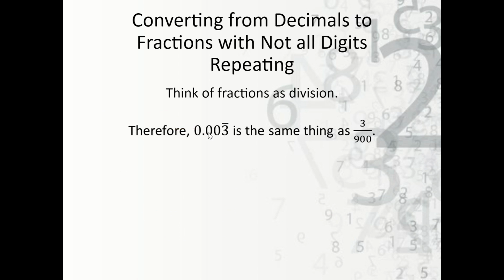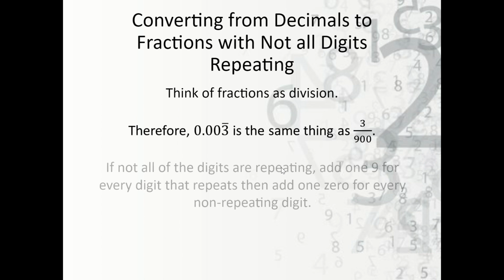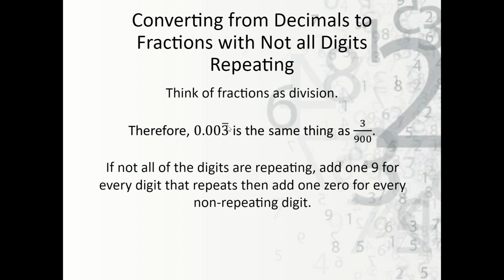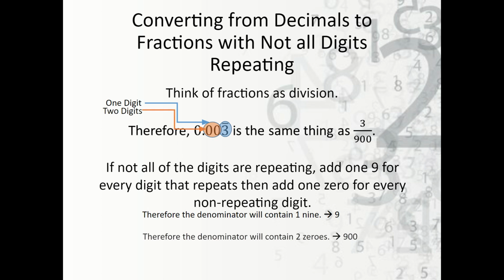Now we have 0.003 repeat, and I'm telling you that that's equal to 3 over 900. So again, for every digit that's repeating, we include a 9. For every digit that's not repeating, we include a 0 at the end. In this case, we have one digit that's repeating, so we're going to include one 9. And we have 2 digits that are not repeating, therefore we should have 2 zeros. So we should end up with 900. Then we just keep whatever the value is. In this case, it's 3, so it's 3 over 900.